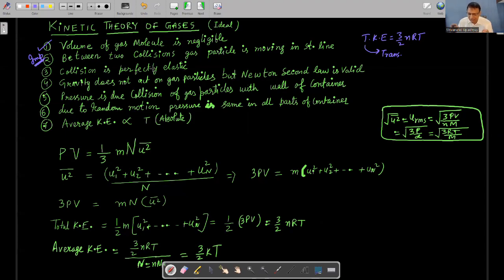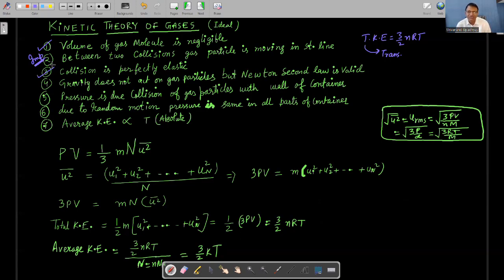Third point, collision is perfectly elastic. When one gas particle is colliding with another or with the wall of container, the collision is perfectly elastic. And because of perfectly elastic collision, there is conservation of linear momentum and conservation of energy. Fourth point, gravity does not act on gas particle. If it is acting, then the pressure down the container is more and up the container will be less.